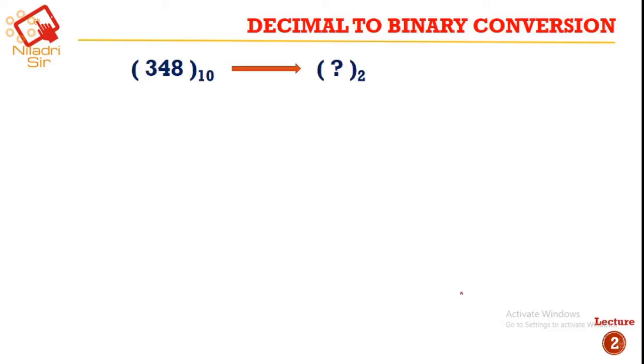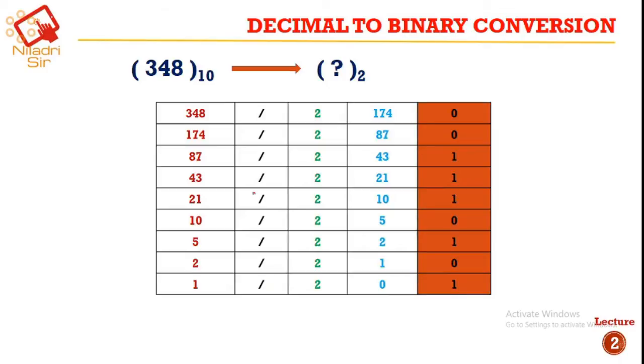So now we come to the conversion from decimal to binary. How will you convert a decimal number into binary? Suppose we have to find the binary of 348. As you can see, 348 is in the decimal number system, and we have to convert it into the binary number system. For that, we will divide 348 by 2 and keep the remainder. If you divide 348 by 2, this is the quotient and this is the remainder.